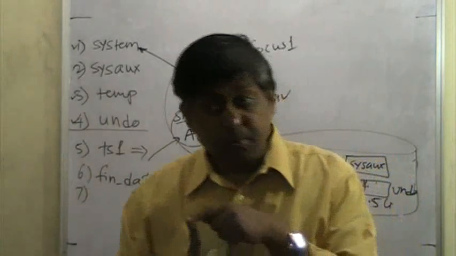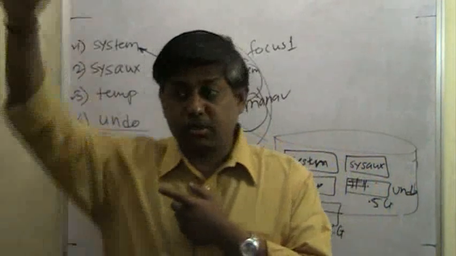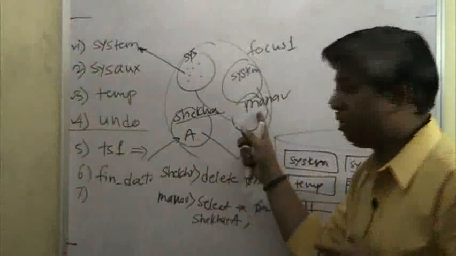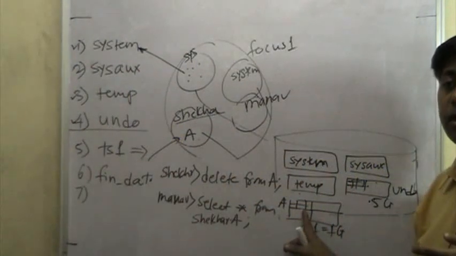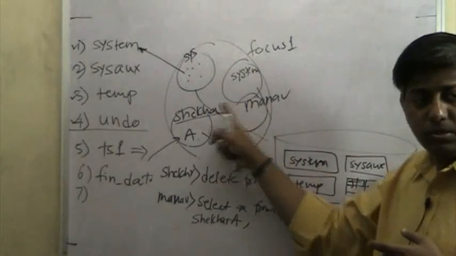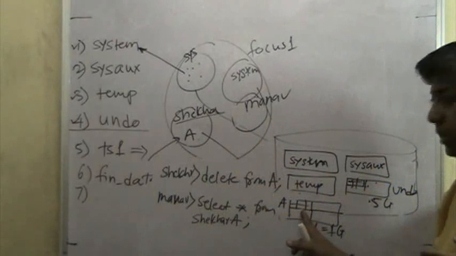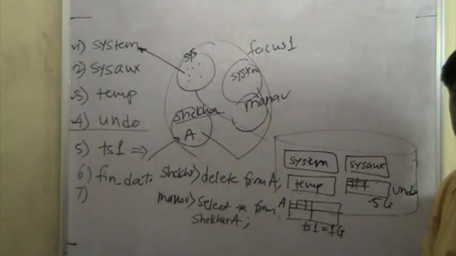And the second purpose of undo, which is totally underestimated, is to allow other users like Manav to see the data from undo if it is not yet committed. That is the second purpose of undo.